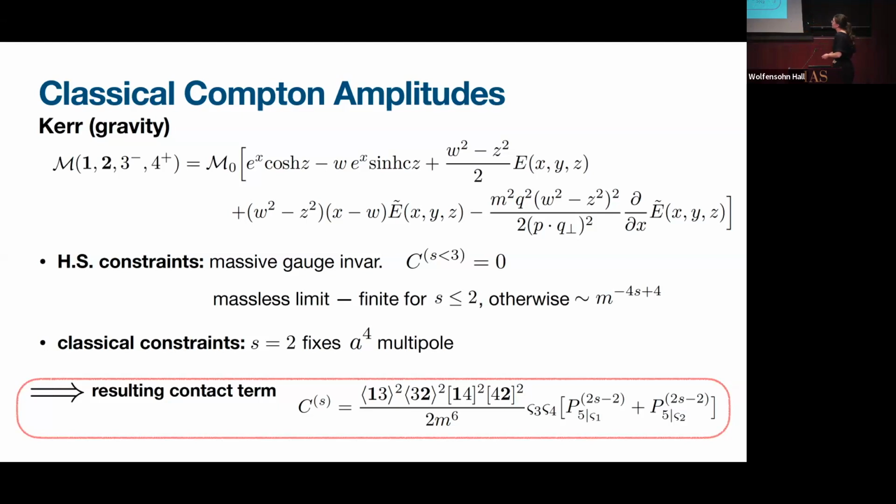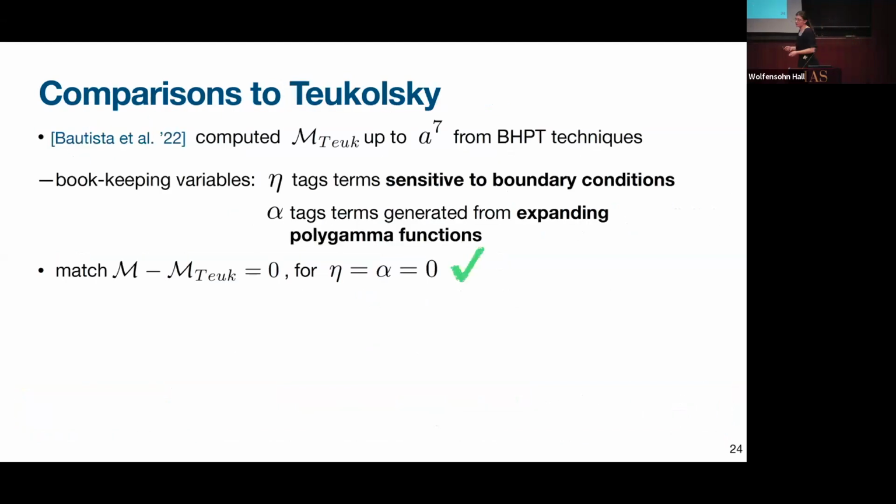Let's compare it to what there is in the literature, to solutions of the Teukolsky equation. In 2022, there was this nice paper where they computed an amplitude up to a to the 7 by comparing to Teukolsky solutions. I'll just mention that this solution had 2 bookkeeping variables. One was eta, which was tagging terms sensitive to boundary conditions, so whether you had incoming waves or outgoing waves, there was a sign flip. And also alpha, which was just tagging terms generated by expansions of polygamma functions.